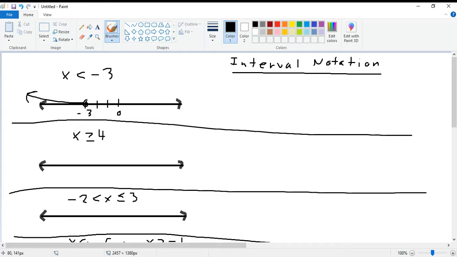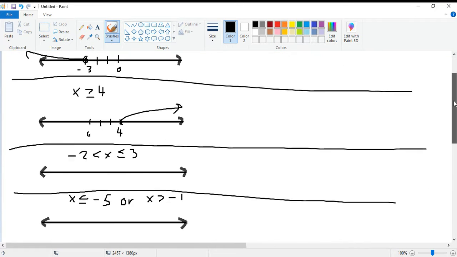Another review, if we're graphing x is greater than or equal to 4, put 4 on your number line. Greater than or equal to, we have this equal to symbol. We're going to put a solid dot on the 4, and greater than or equal to 4 means to shade to the right.